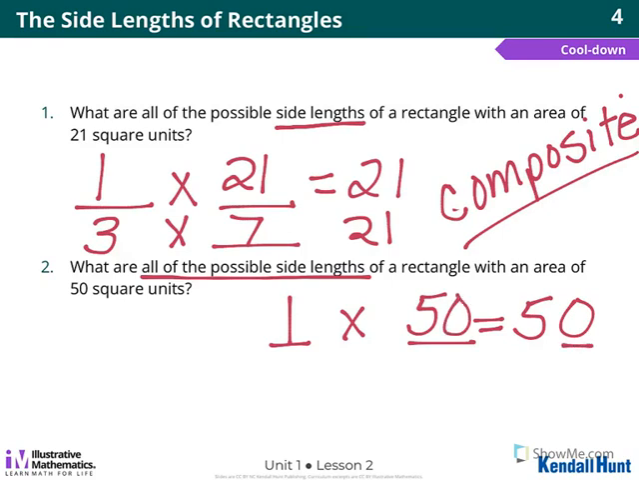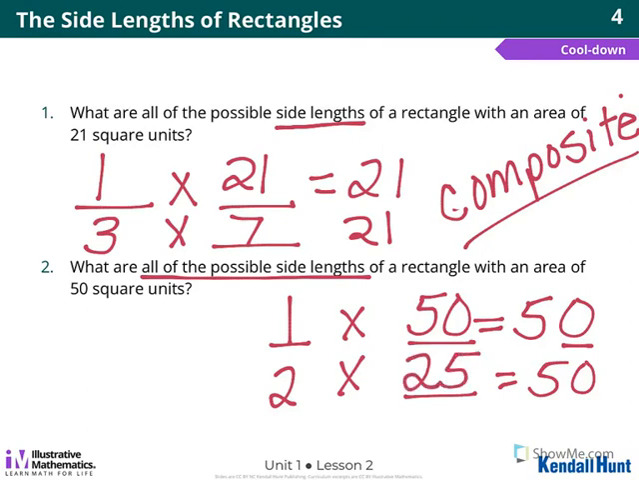50 is even, so I know 2 times some number is 50. Let me think. Oh, quarters. I'm thinking about quarters. If I have 2 quarters, it makes 50 cents. That helps me to remember 2 times 25 is 50.